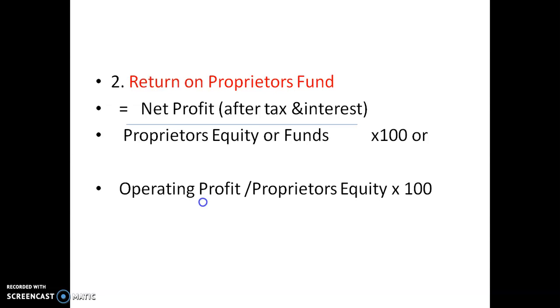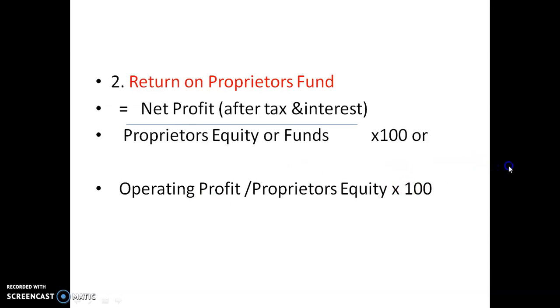The composition of proprietors funds we have already discussed in the proprietary ratio. Proprietors funds include equity share capital, preference share capital plus reserves and surplus less miscellaneous expenses and losses. This is the second ratio, a return on proprietors fund.